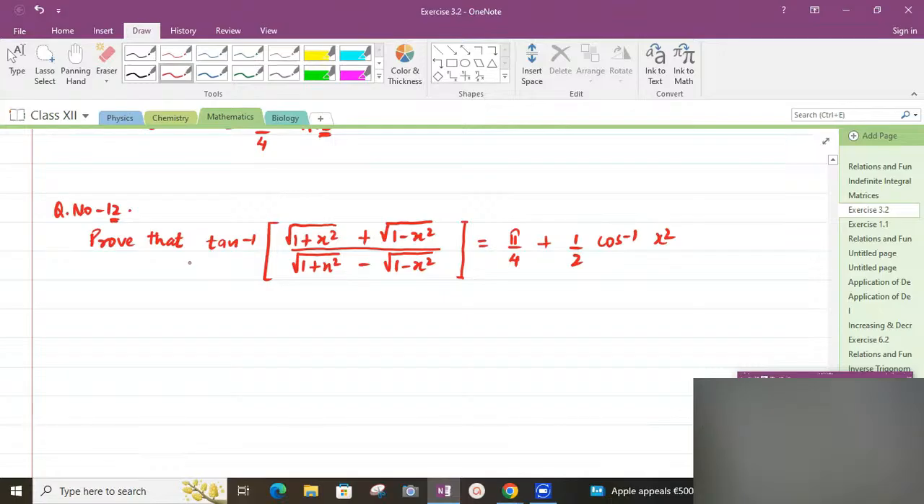Let's see the solution of this question. Let's consider from the LHS and we try to prove RHS.